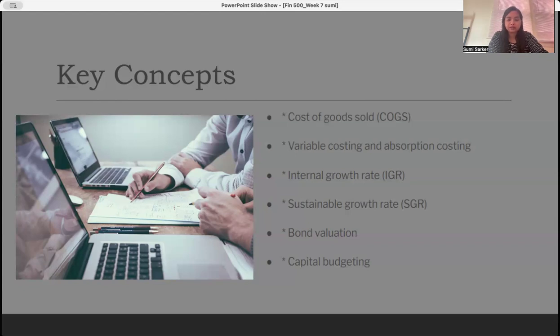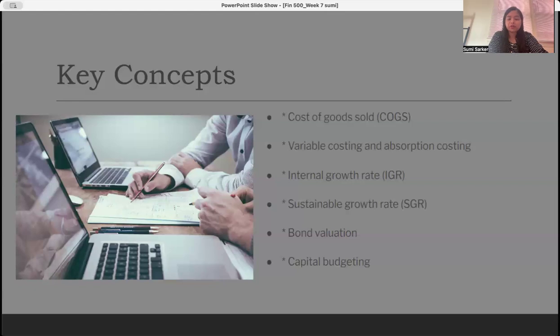Finally, I learned about bond valuation and capital budgeting. Bond valuation is the process of determining the fair value of a bond. Capital budgeting is the process of evaluating and selecting investment projects. I use bond valuation data to help me make decisions about whether to invest in bonds.